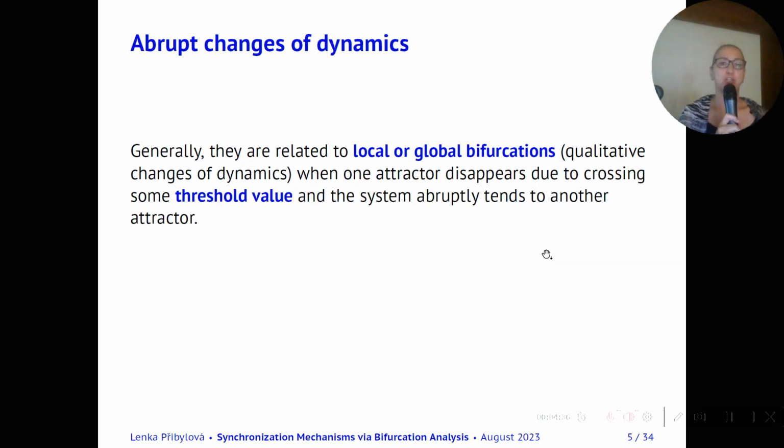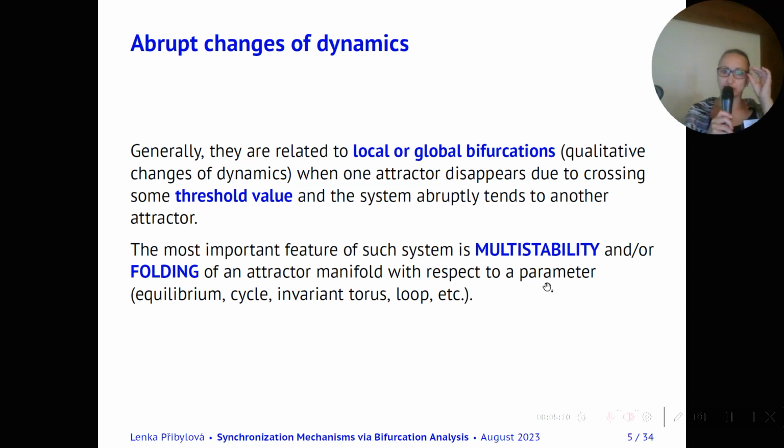When you seek for abrupt changes of dynamics, it is also related to some local global bifurcations, and it is usually related to some fold of the branch, where the branch of the attractor simply disappears, and the system, when you cross the threshold value, has another attractor to go in. So the dynamics abruptly tends to another structure, to another type. And the most important feature of such a system is multistability, or at least bistability, and of course the folding of the branch.